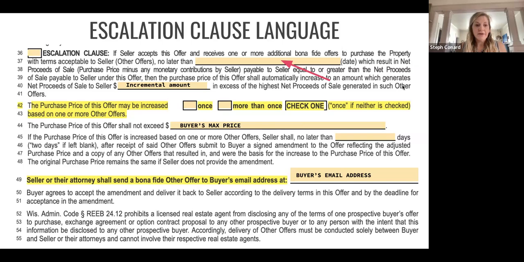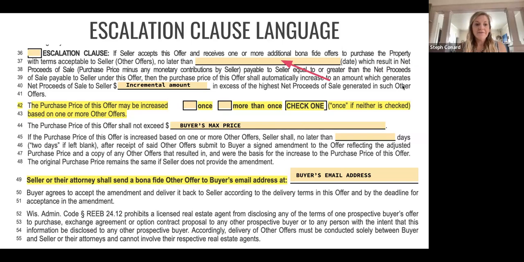Line 49, seller or their attorney shall send a bona fide other offer to the buyer's email address at, and then we provide the buyer's email address right in here. Again, on lines 52 through 55, it states that we are prohibited as licensed real estate agents from disclosing any of the other terms of another prospective buyer's offer. And so that is why we need to include the buyer's email address, so that the seller is emailing that over directly to the buyer, and we are out of it. We're out of that communication.